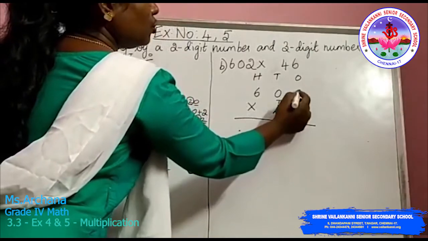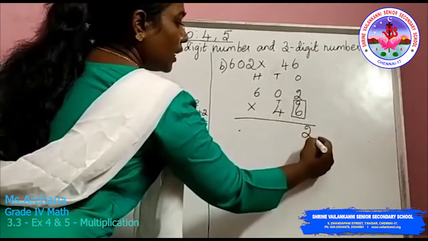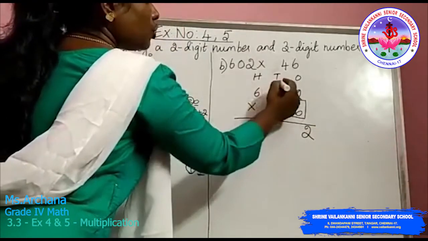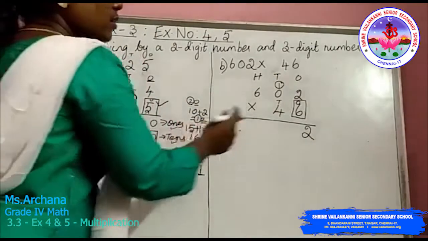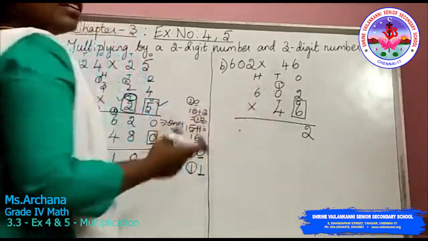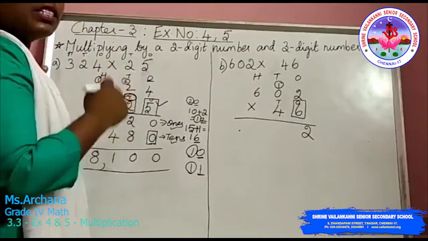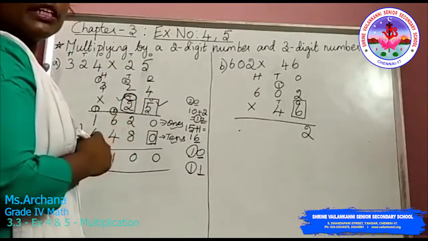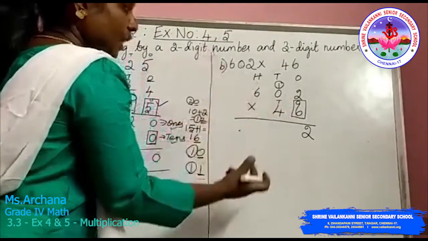So, 6 into 2. 6 2s are 12. So, 2 here, that 1 has to be carried forward to the next place value. Okay? So, now 6 into 0. So, 6 into 0 gives 0. What does the property say? Any number which is multiplied with 0 will give you the value 0. So, 6 into 0 gives 0.